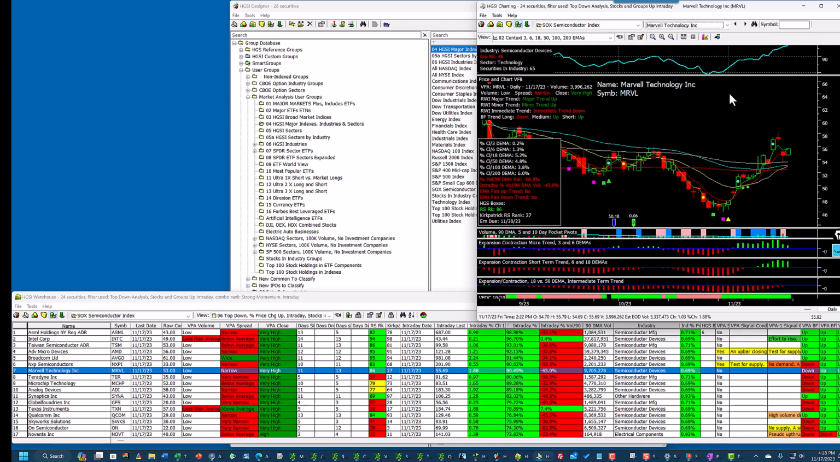Like I said, I'm going to try to get around to doing some videos using VPA, volume point of control, and everything, combining them together. I'll make these short videos, but they will show the power of the software.